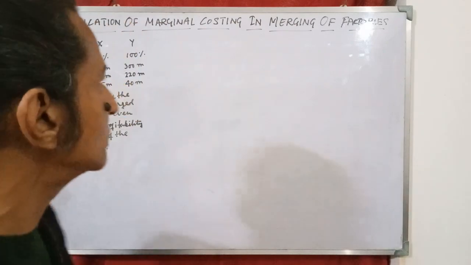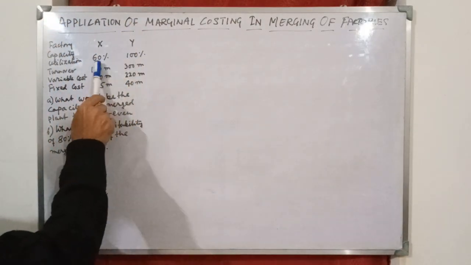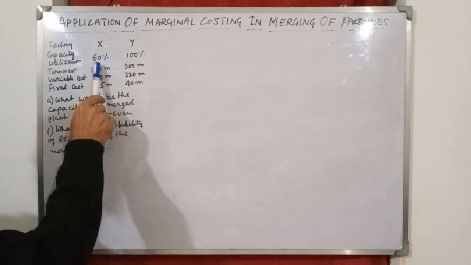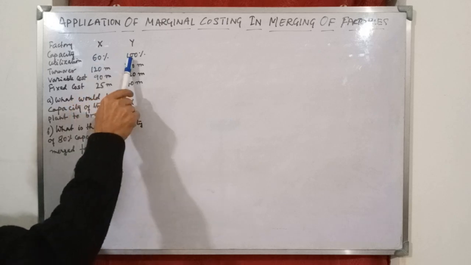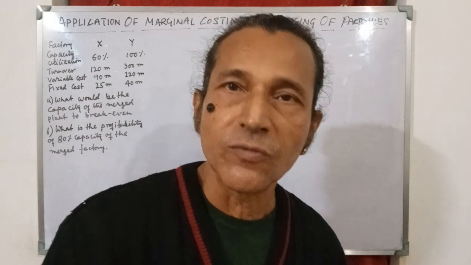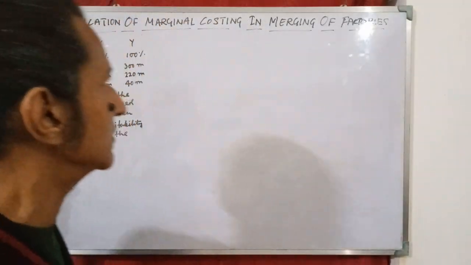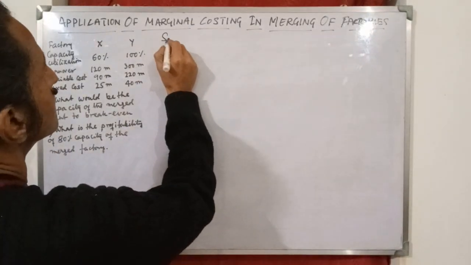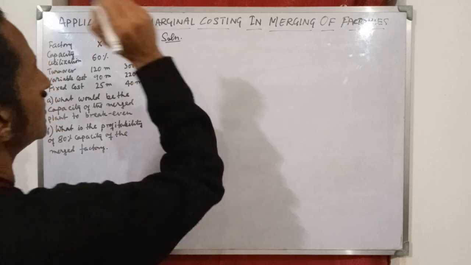Remember, these two factories are running with different capacity utilization. Factory X is operating at 60% and factory Y is operating at 100% capacity. So I am solving this problem. Please watch carefully. Solution.